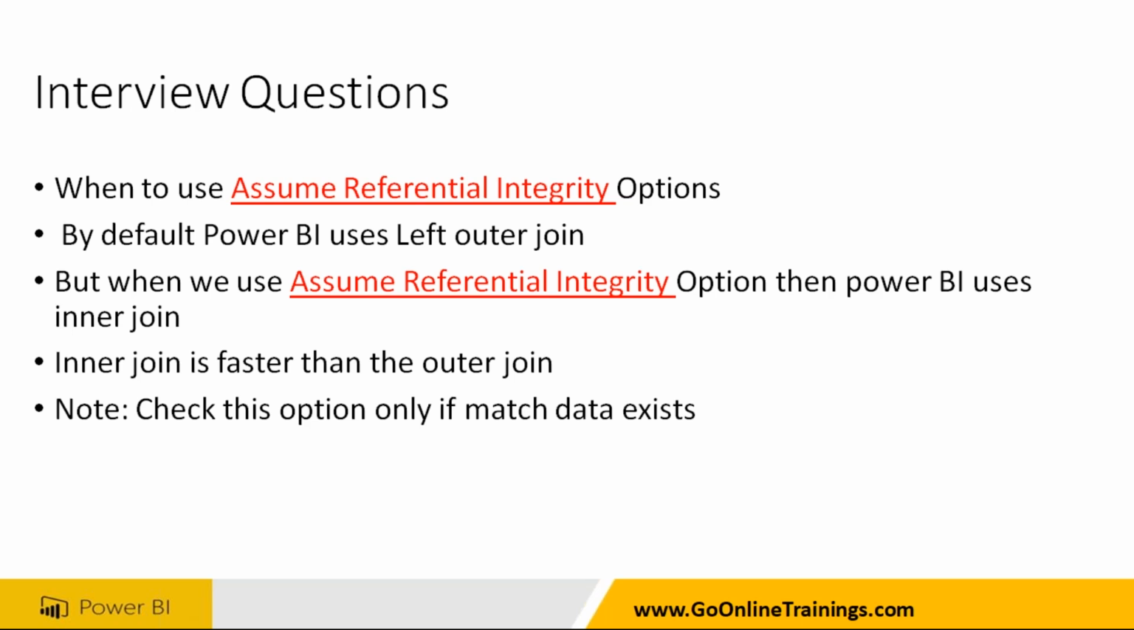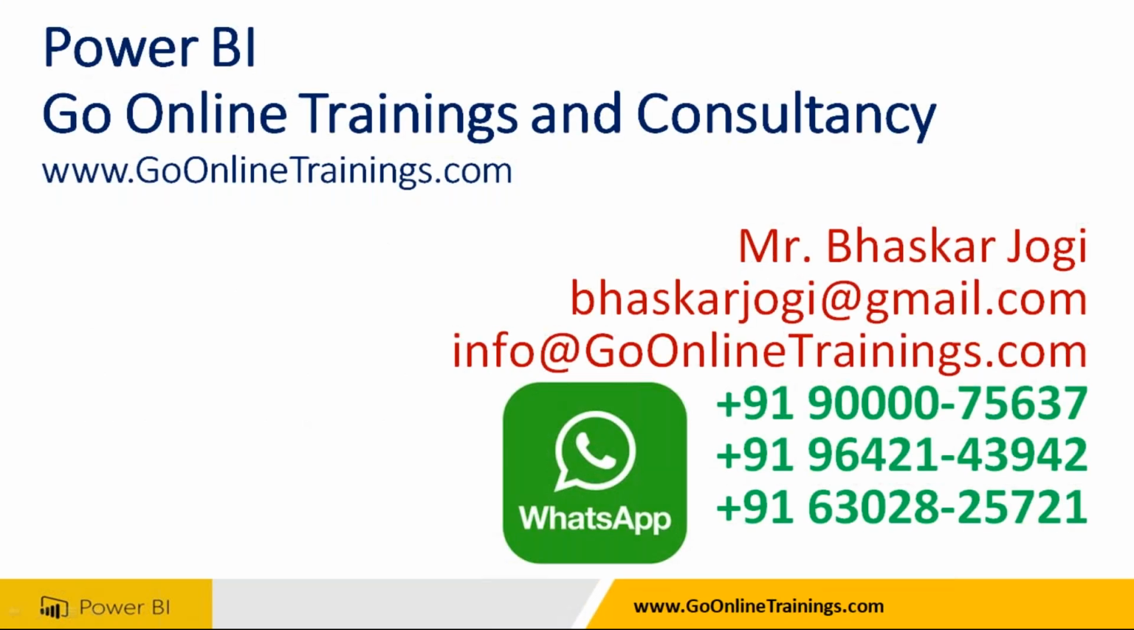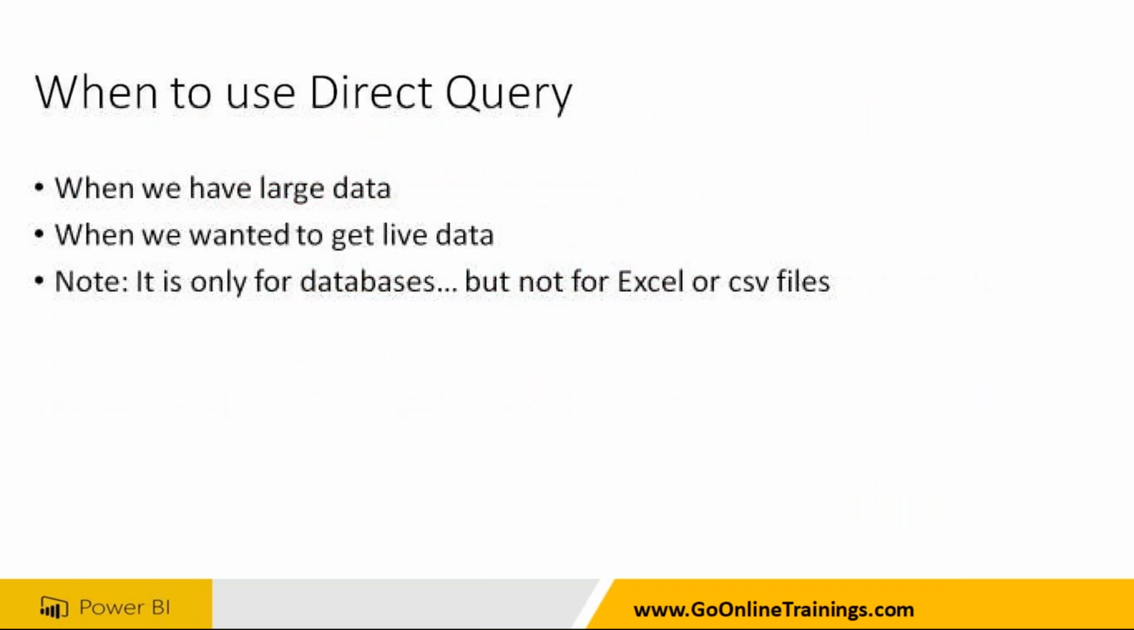So check this option only if the matched data exists. If you have unmatched data here and there, then it is not going to work. If you have 10, 20, 30 here, in the opposite table you should have 10, 20, 30. You cannot have 40 there and still use assume referential integrity. It is not going to work. In both tables, we should have matched data only. Then only this is going to work. It's a very, very important point that you should know. Clear, guys?